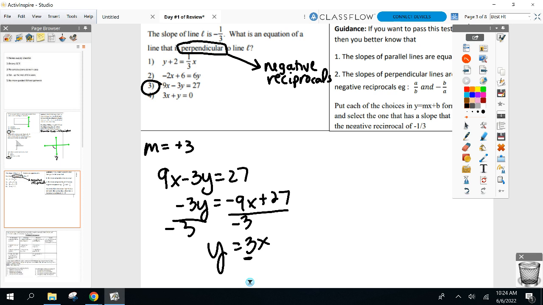All right, good work. Last thing before we move on, I want to make sure all our bases are covered. What if I change this word up here to parallel? What do you know about the slopes if they're parallel? It's got to be the same. So now I would be looking for a slope of negative 1/3 again.